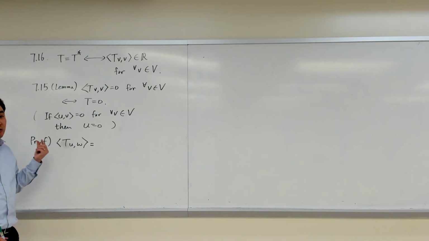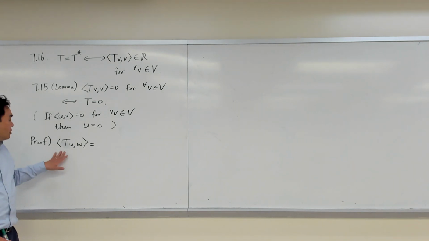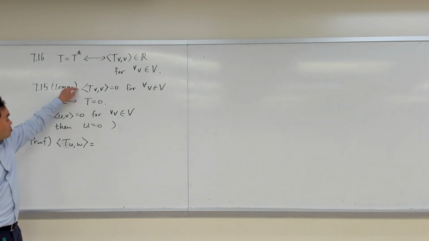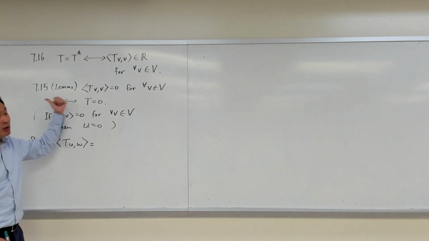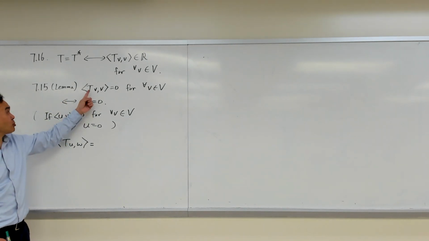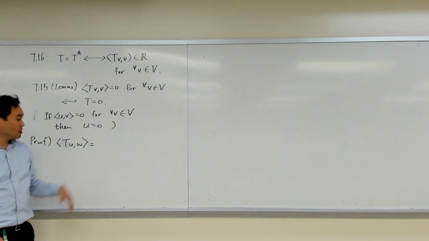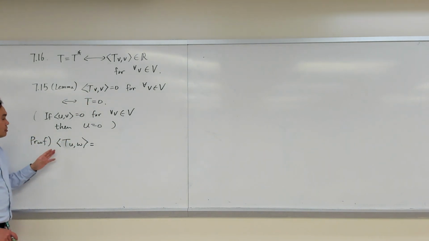And if Tu is 0 for any u, that means T is the 0 operator, right? So that's how we're going to prove this way. The opposite direction is trivial, right? If T is 0, then of course <0, v> is 0. That's trivial. So that's what we're going to do.